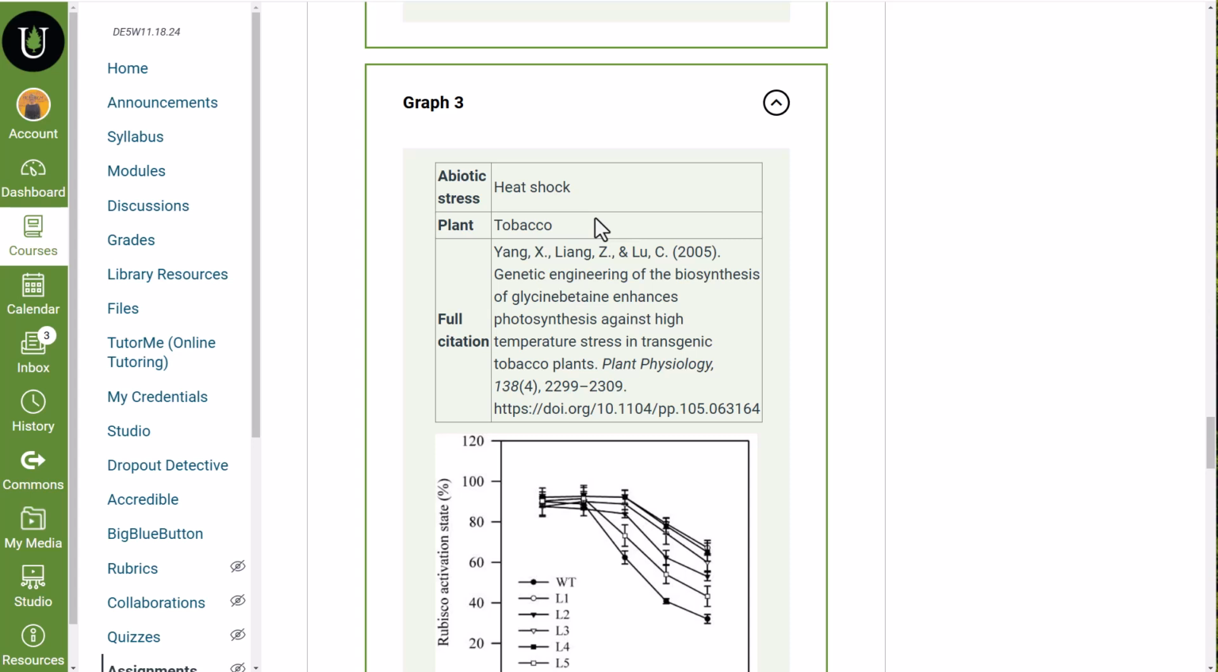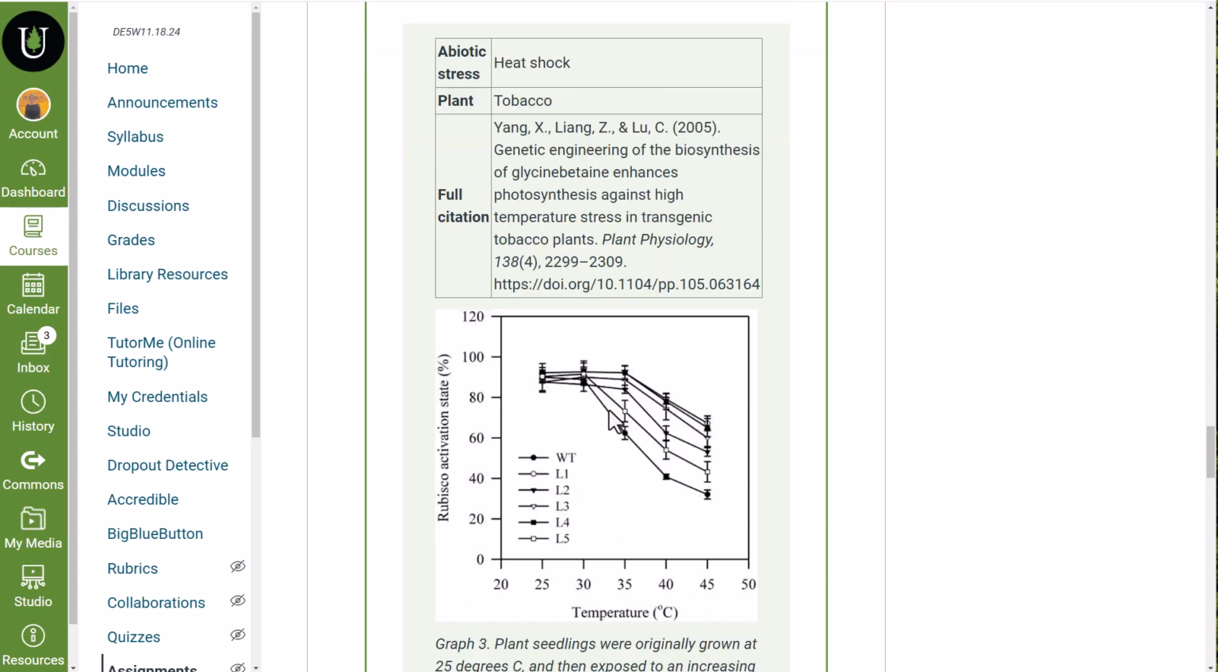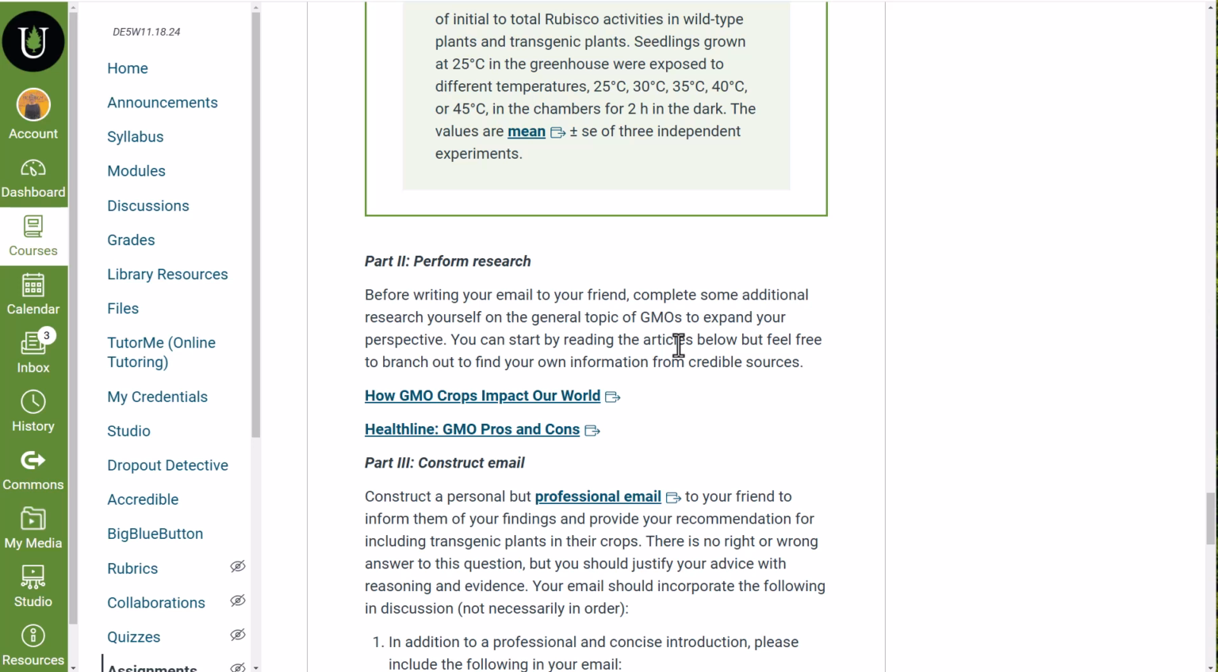In the next one, we're looking at how the plant is going to respond to heat. We're looking at the wild type in the black dots. So this is the black dot line coming down here. And then all of these other ones here are various GMO organisms. And we're looking at the activation state of rubisco, which is a key enzyme for running photosynthesis. If the rubisco activation is low, photosynthesis is not happening as efficiently. As this goes down, we're getting less photosynthesis. Higher, we're getting more photosynthesis. You're going to interpret those graphs.